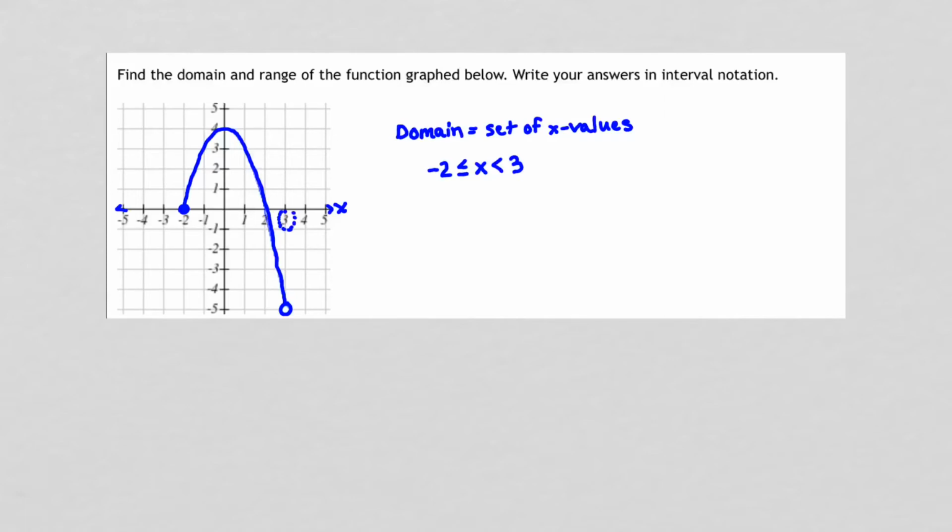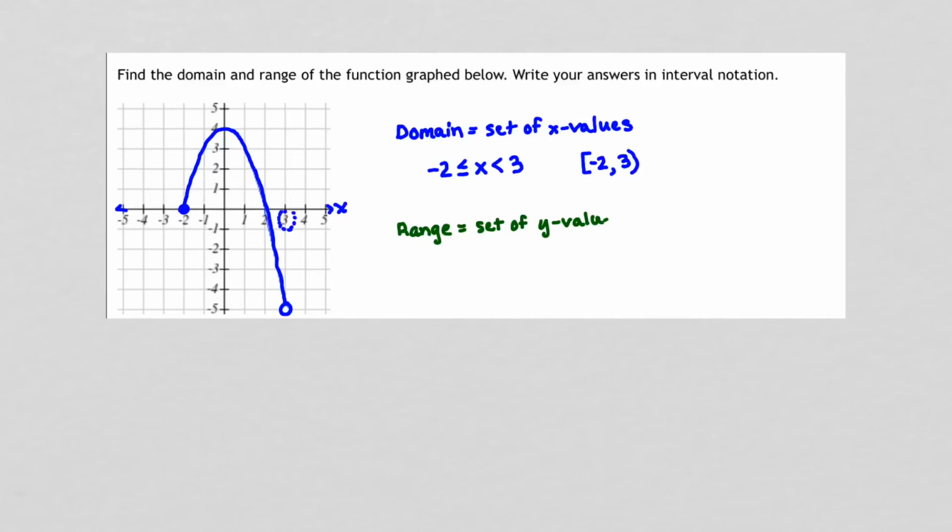In interval notation, this is written as the value -2 with a closed bracket, all the way until 3 with an open bracket. Let's talk about the range. When we say the range of a function, we are referring to the set of y values that correspond to the function. The range is the set of y values.